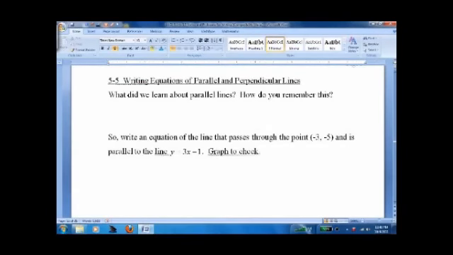This lesson is about writing equations of parallel and perpendicular lines. Some tricky stuff, but with practice, not too bad. What did we learn about parallel lines? Well, two things. One, parallel lines have the same slope, which is key. You know they have the same slope, then you just rewrite it into the next equation. And they never intersect, which is actually what it means that they're parallel.